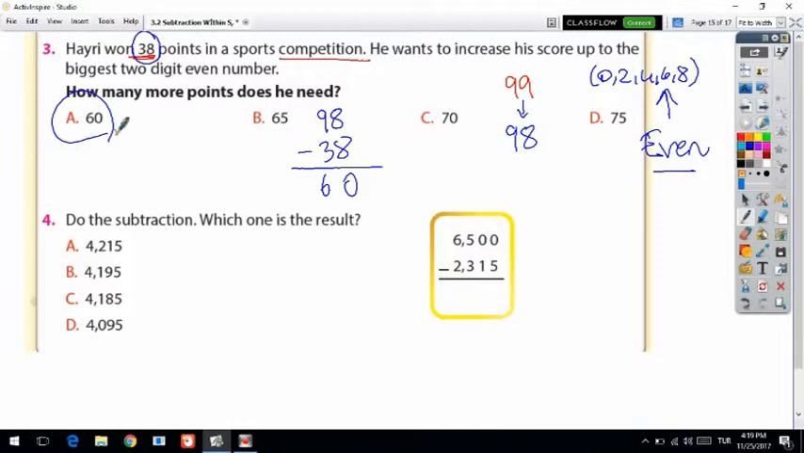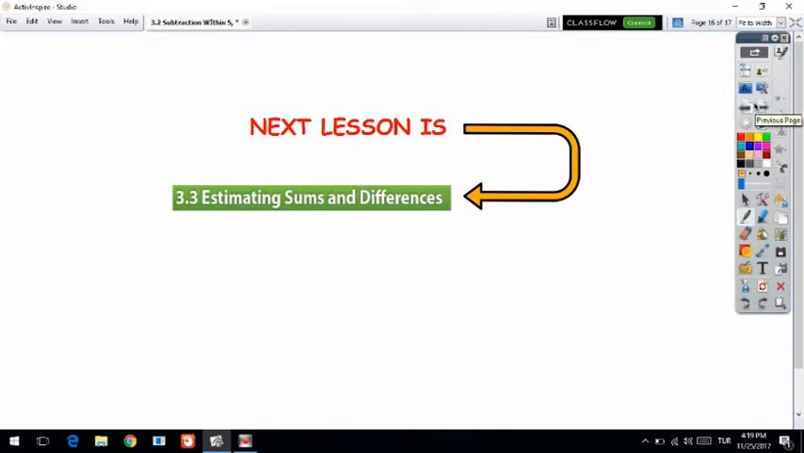It's a normal subtraction, so we have solved many of these. Because of that, I'm passing this page. So we have finished. Thanks for listening. The next lesson is about 3.3, estimating sums and differences. Have a good day.